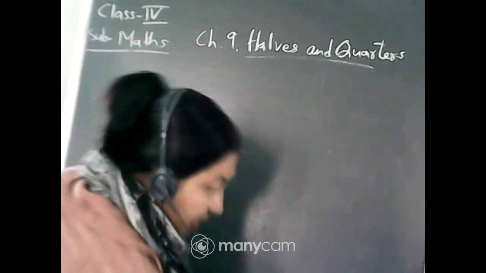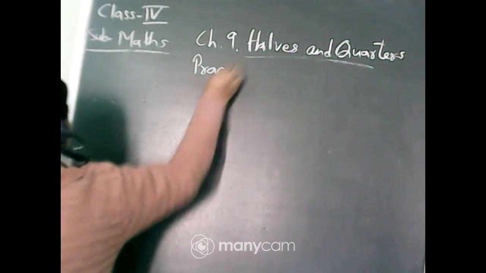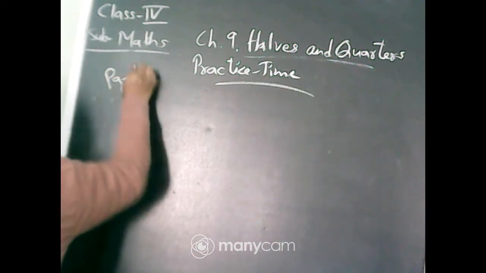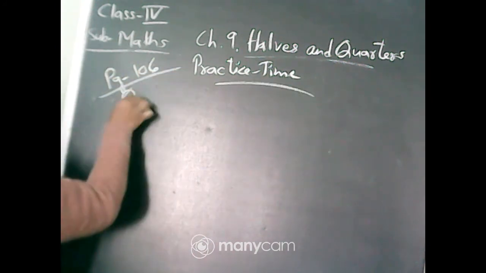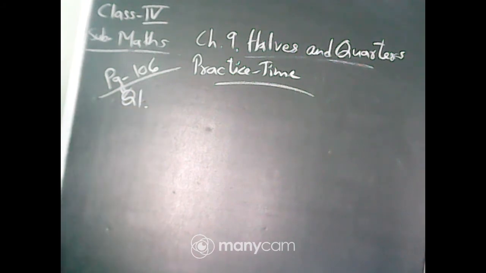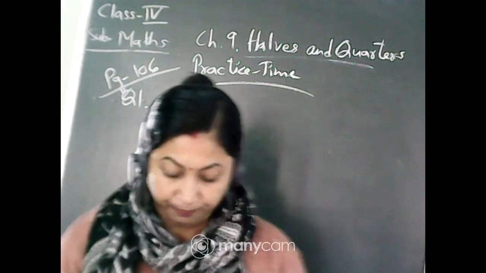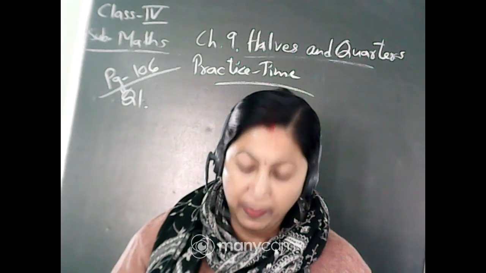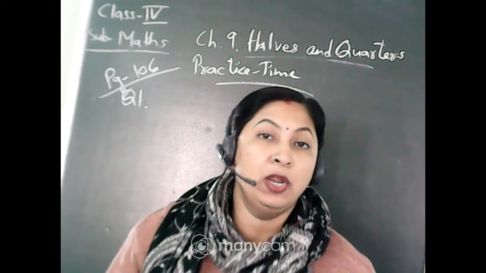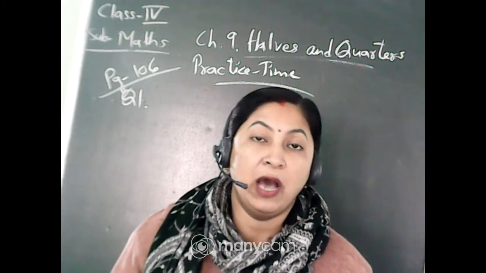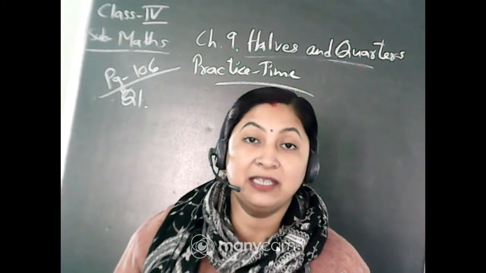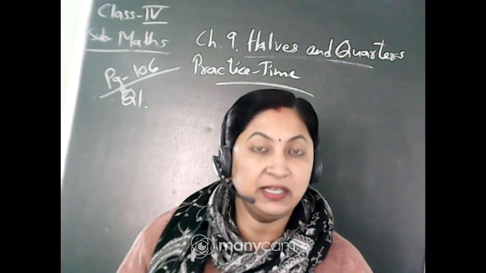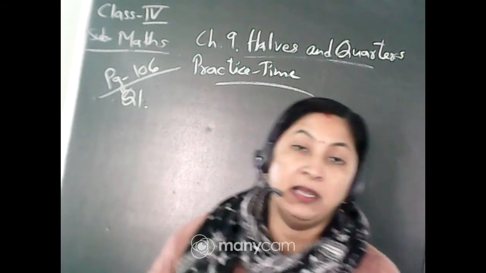Now come to page 106, practice time. See, these all are word problems, so you have to write the statements. Okay, the first question. There are 60 mangoes. Half of them are ripe. How many mangoes are ripe? Here it is given that the total number of mangoes is 60. You have to find out how many are ripe. And one more thing is given, that is fraction. Fraction of ripe mangoes is 1 by 2. 1 by 2 means half, isn't it? So orally you can say the answer.